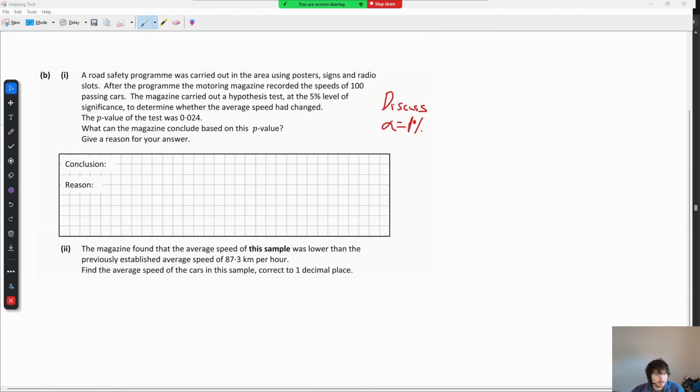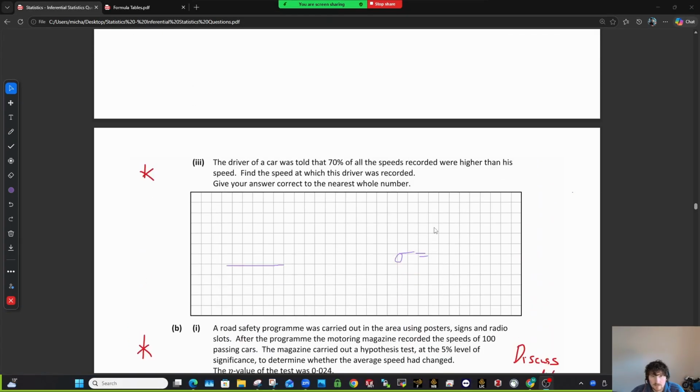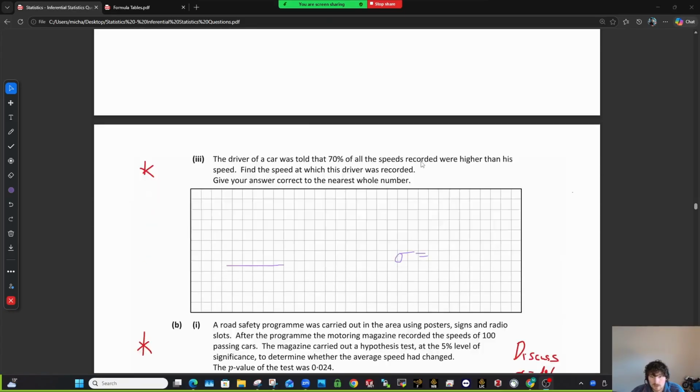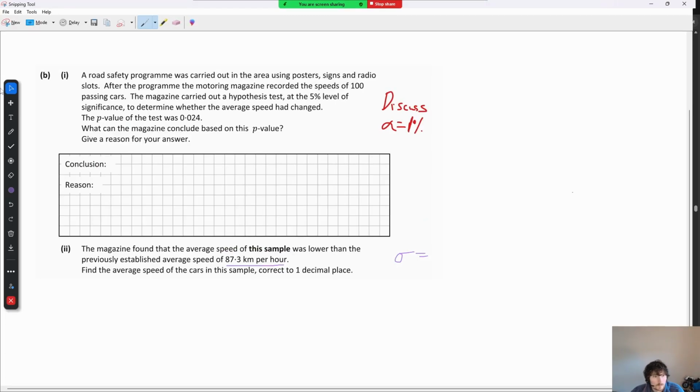Okay, good. The magazine found that the average speed of this sample, so this is the next question. The magazine found that the average speed of this sample was lower than the previously established speed. So we remember that from previously before. Find the average speed of these cars. Right. So I think, what was our sigma before, we might need it? The sigma was 12, just in case we need it for this question. So sigma was 12. Okay.